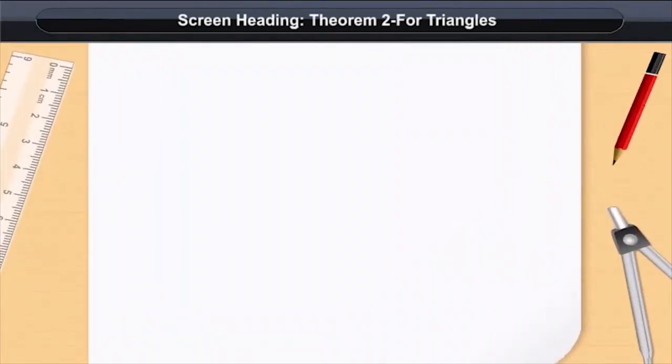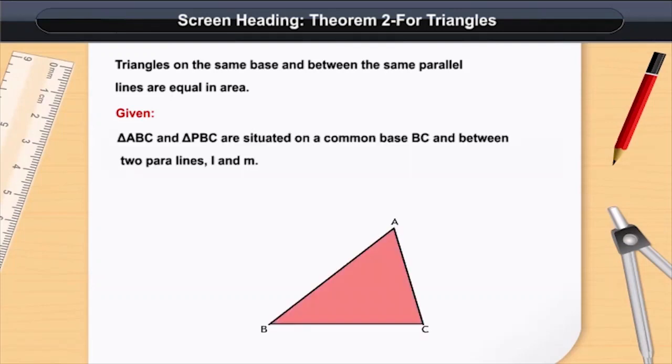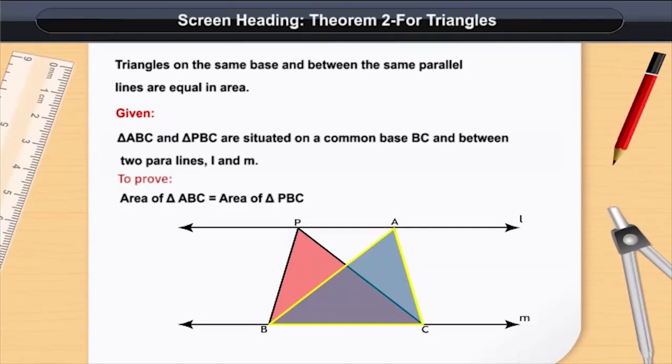Theorem 2. For triangles. Triangles on the same base and between the same parallel lines are equal in area. Given that triangle ABC and triangle PBC are situated on a common base BC and between two parallel lines L and M. To prove that area of triangle ABC is equal to area of triangle PBC.